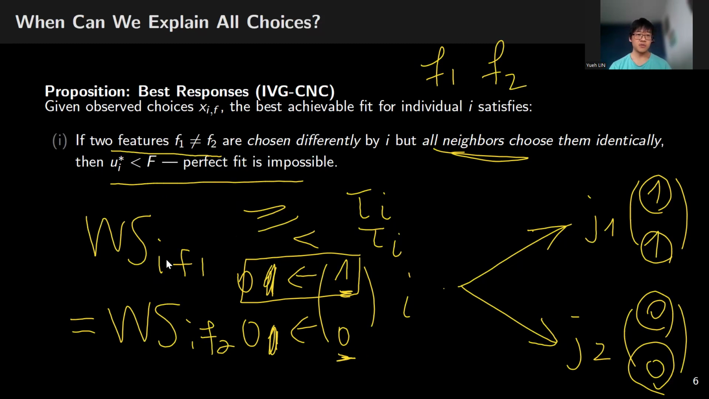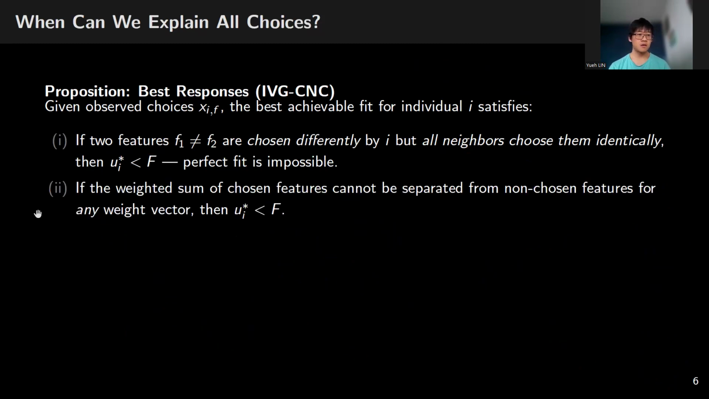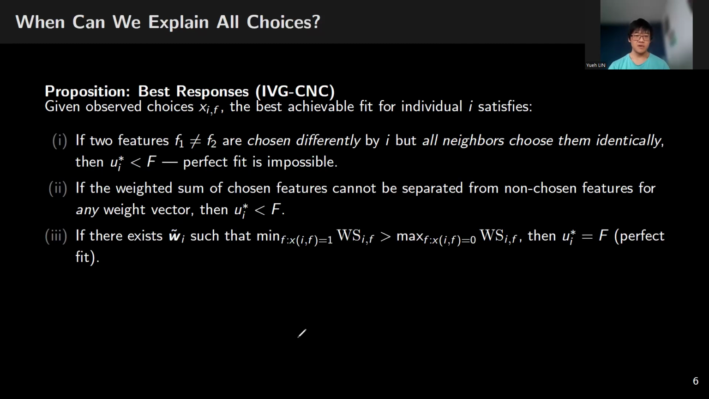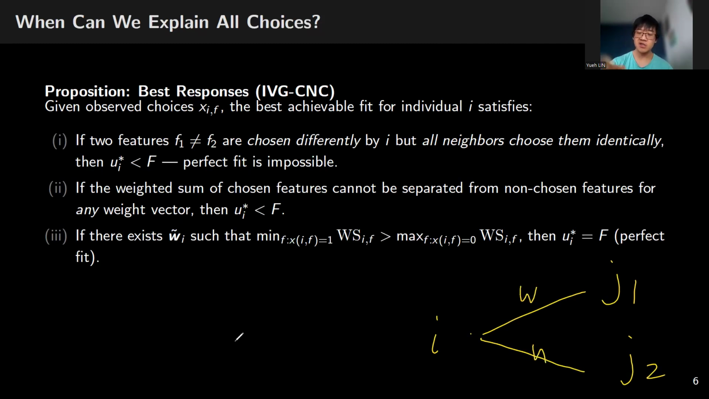Let's look at the second proposition. So we say that if the weighted sum cannot be separated for some features, then it is smaller than F. Actually, let's look at the third one. It's a bit easier to understand. So that's again, we got individual I, J1, and J2. Okay? Let's say I chooses W in such a way.